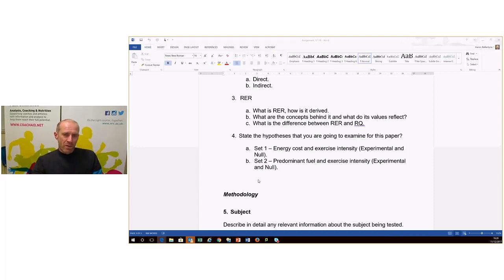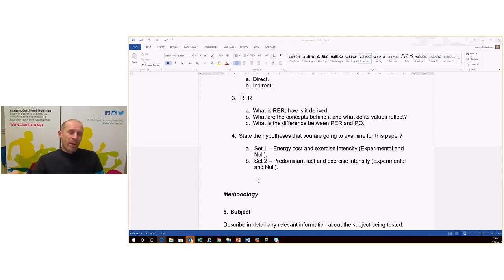Set 2 then, your predominant fuel and exercise intensity. Again, the thing you're manipulating is your exercise intensity. So with an increase in exercise intensity, what do you expect to happen? So a switch from fats to carbohydrates, a switch in the predominant fuel, whatever way you want to put it. Okay, but it's good to include the carbohydrates and fats in there. Your null one then is going to again lead with the thing you're manipulating. So with an increase in exercise intensity, there will be, in this case it might be no switch. Okay, so again it's not the opposite, it's everything else that can happen.